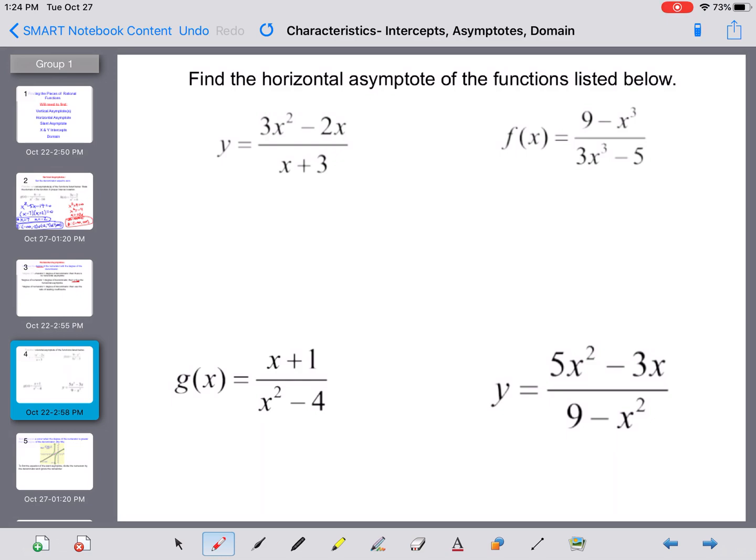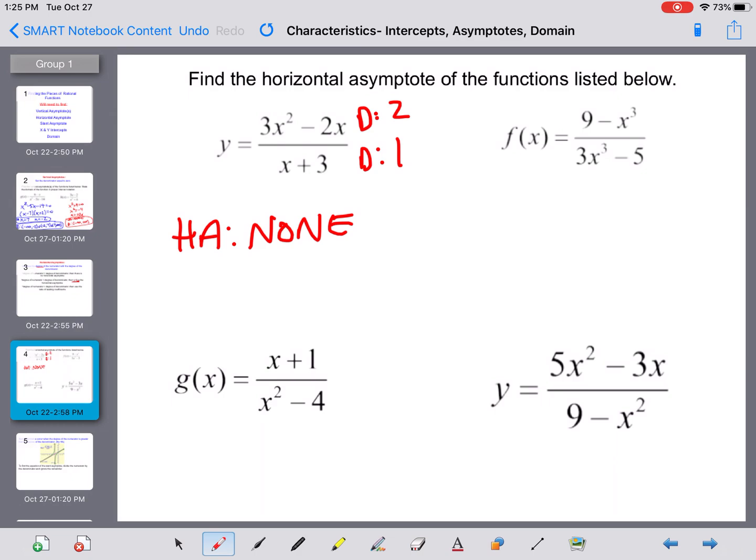We're not doing anything with vertical asymptotes, we just want to find horizontal asymptotes. So looking at this, we can see that our degree on the top is going to be 2, and the degree on the bottom is going to be 1. So if the degree on top is larger, we are going to say for horizontal asymptotes, there would be none.